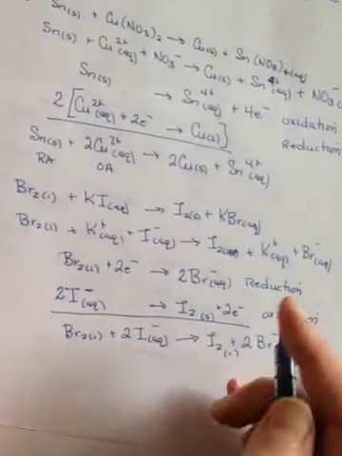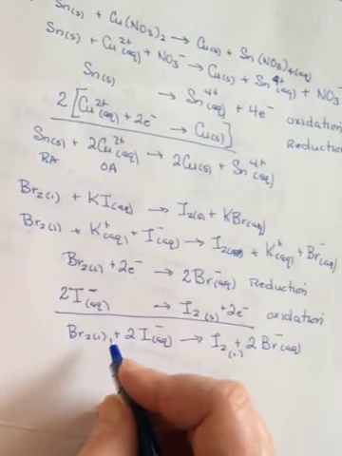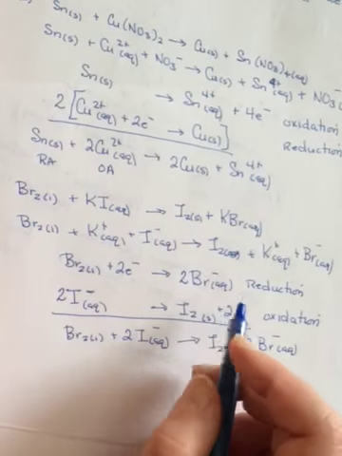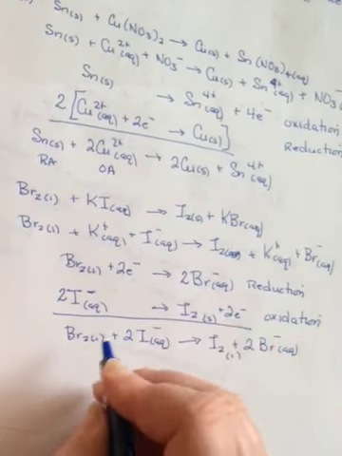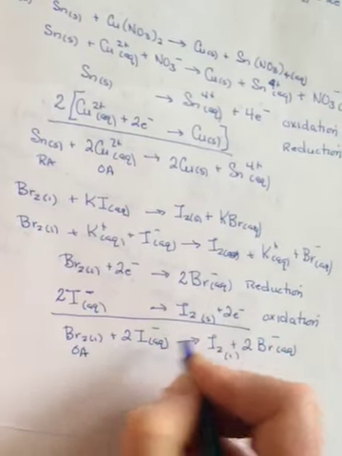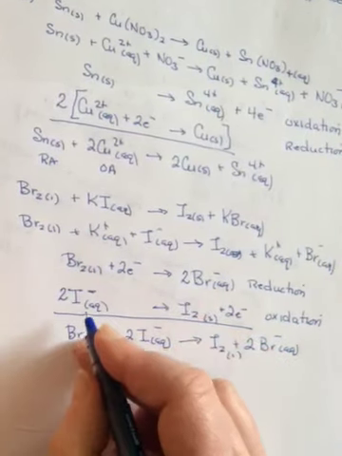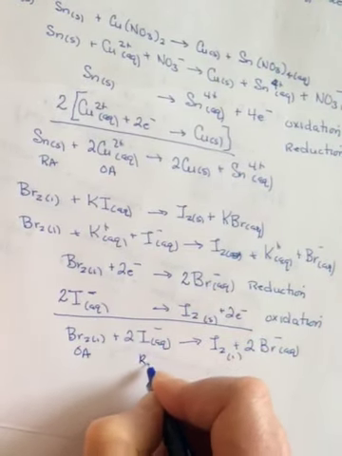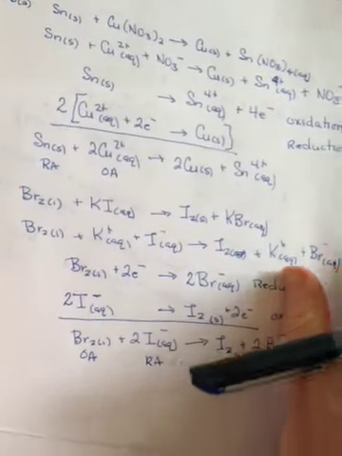And then the last step, which one's the oxidizing agent, which one's the reducing agent? Well, Br was being reduced, so it must be the oxidizing agent. And iodine was being oxidized, so it must be the reducing agent.